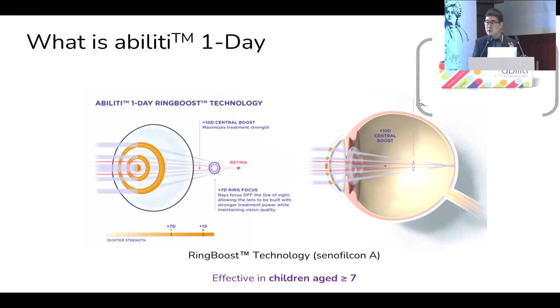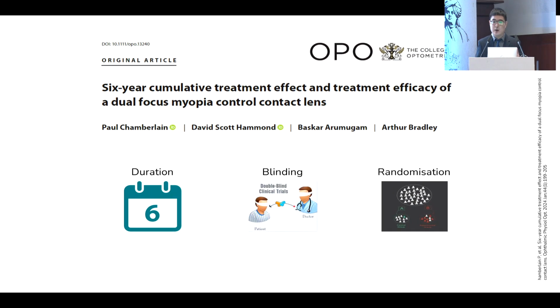It works slightly differently because it has what they call the ring boost technology, where the central part has a +10 diopter design, so that it causes a bit more defocus than the Cooper Vision lens. Of course, this can result in a little bit more blurring of vision, but based on our anecdotal experience, children can tolerate it very well. As you know, the MiSight came out earlier, so we have 6-year data that is actually published.